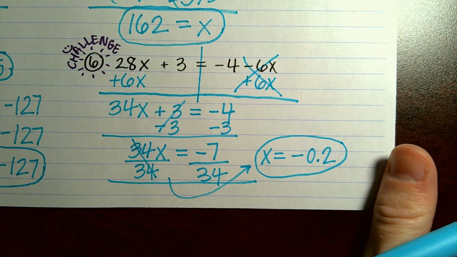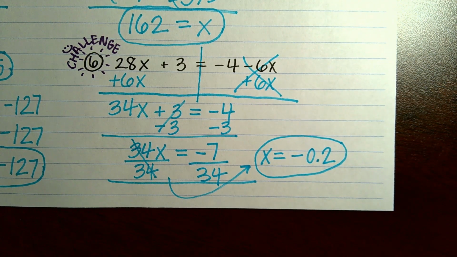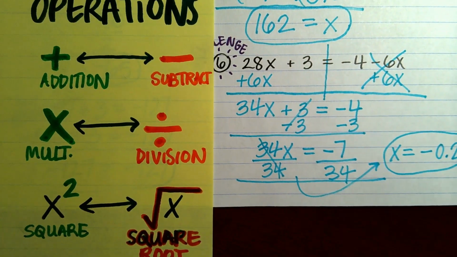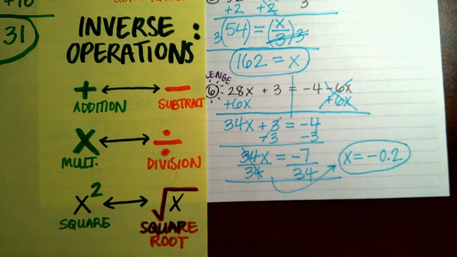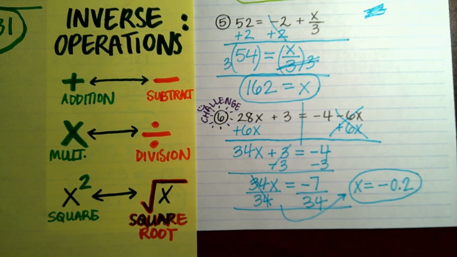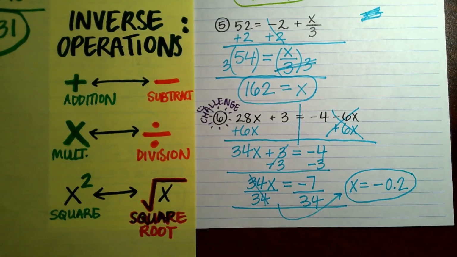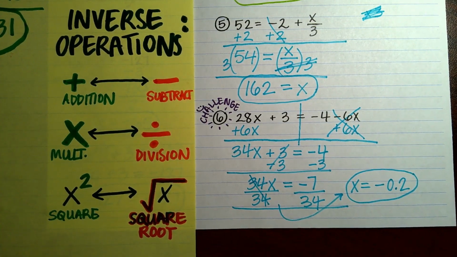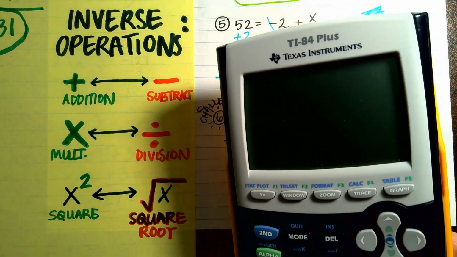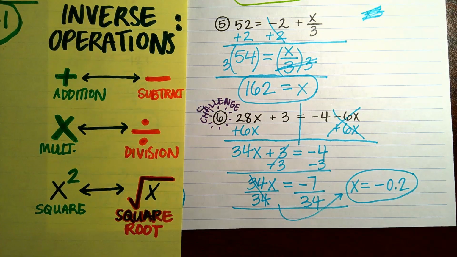Can you show the inverse operations again? Absolutely. I just didn't finish writing them down. Here, let me zoom out a little. So we just simplified the -7 over 34. Technically it's -0.2058. Okay, that's a good point to make.